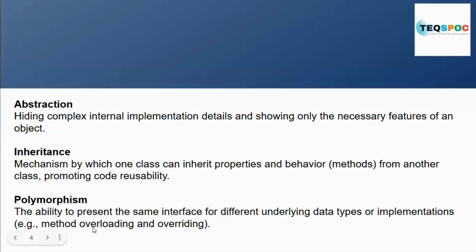In polymorphism, one type we have seen is overloading. We have seen method overloading. Today we will see constructor overloading also. That is one type of polymorphism. Polymorphism is the ability to present the same interface for different underlying data types. Poly means many, morph means form.